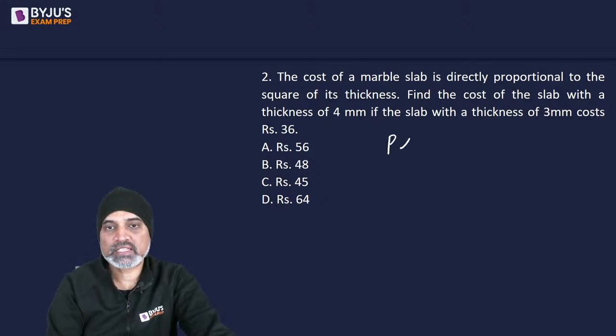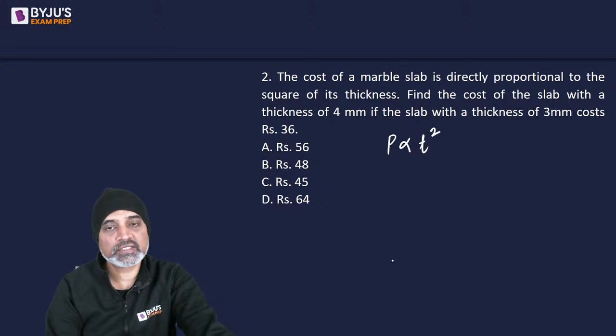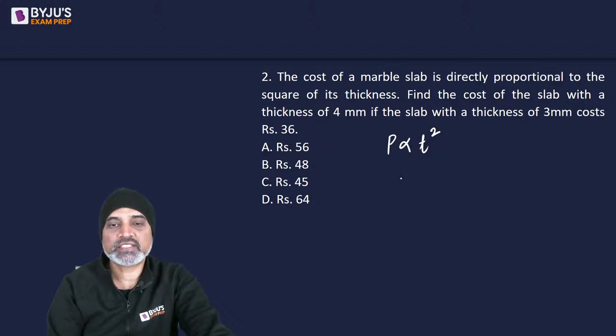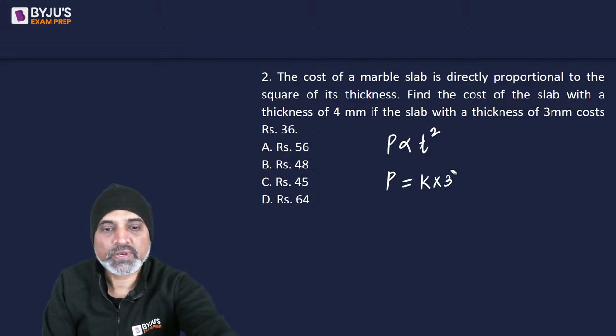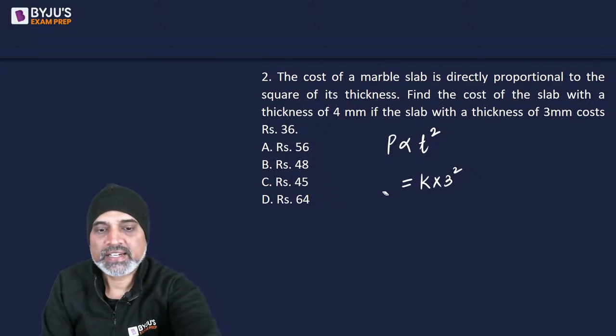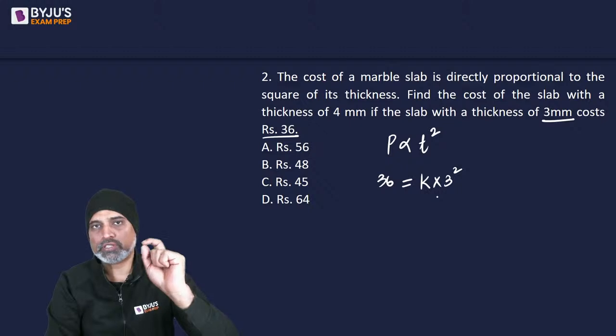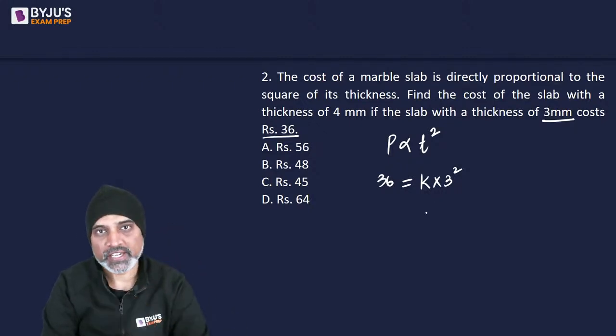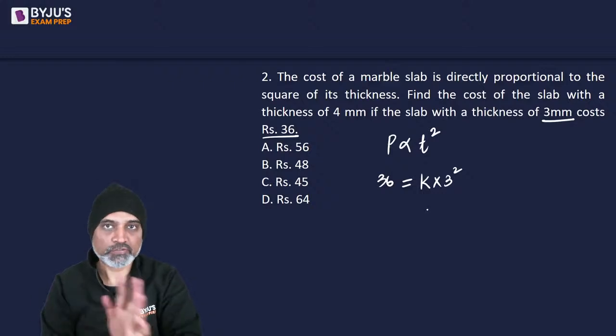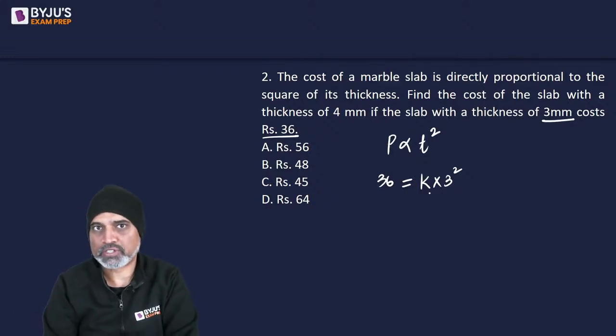So I can say that price is directly proportional to the square of the thickness. Find the cost of the slab with a thickness of 4 mm, if the slab with a thickness of 3 mm costs rupees 36. So when the slab is 3 mm, the price is 36, so it is going to be K into 3 square. We put price in place of price, thickness in place of thickness, and instead of the proportionality sign, we convert it into equality and multiply a constant K on one of the two sides, say the right hand side.